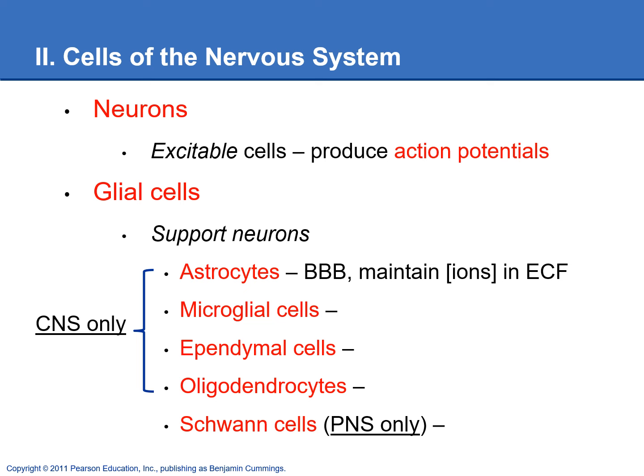The oligodendrocytes will make the myelin sheath in the central nervous system. And then the Schwann cells are the only glial cells that are located in the peripheral nervous system. And they will make the myelin sheath out in the peripheral nervous system.